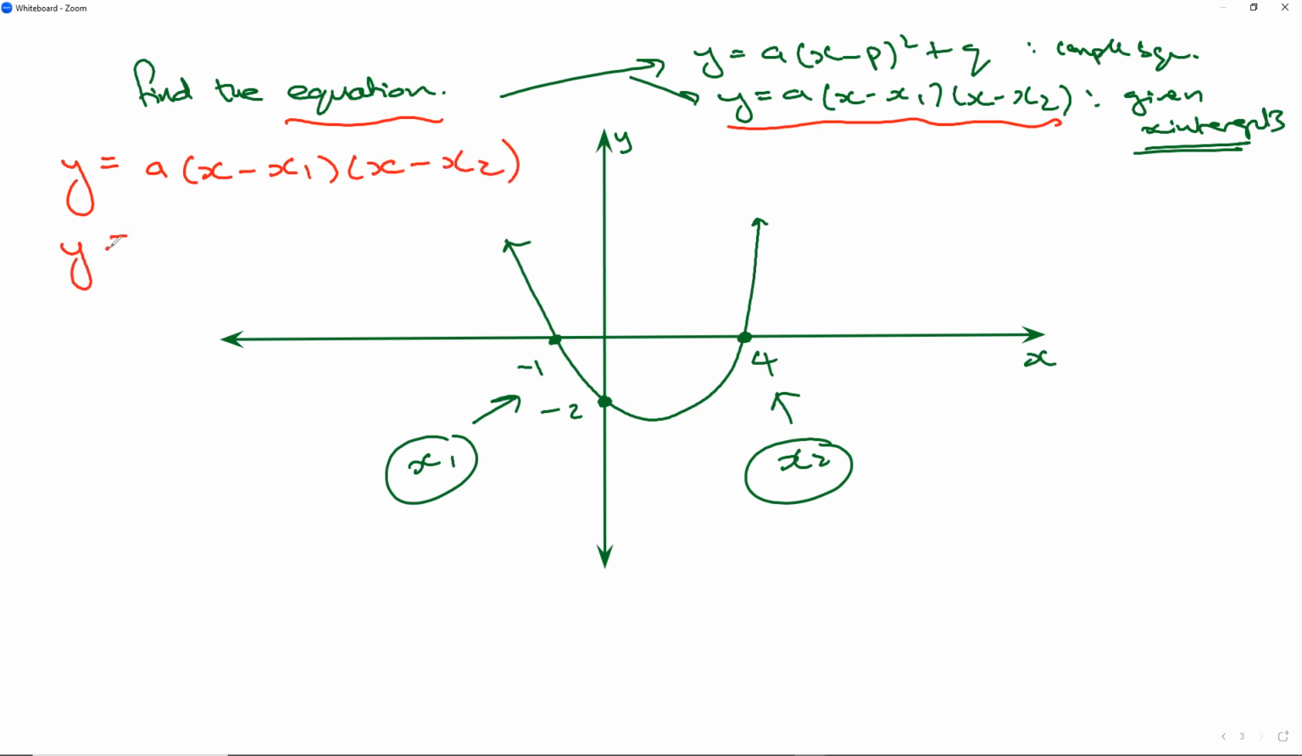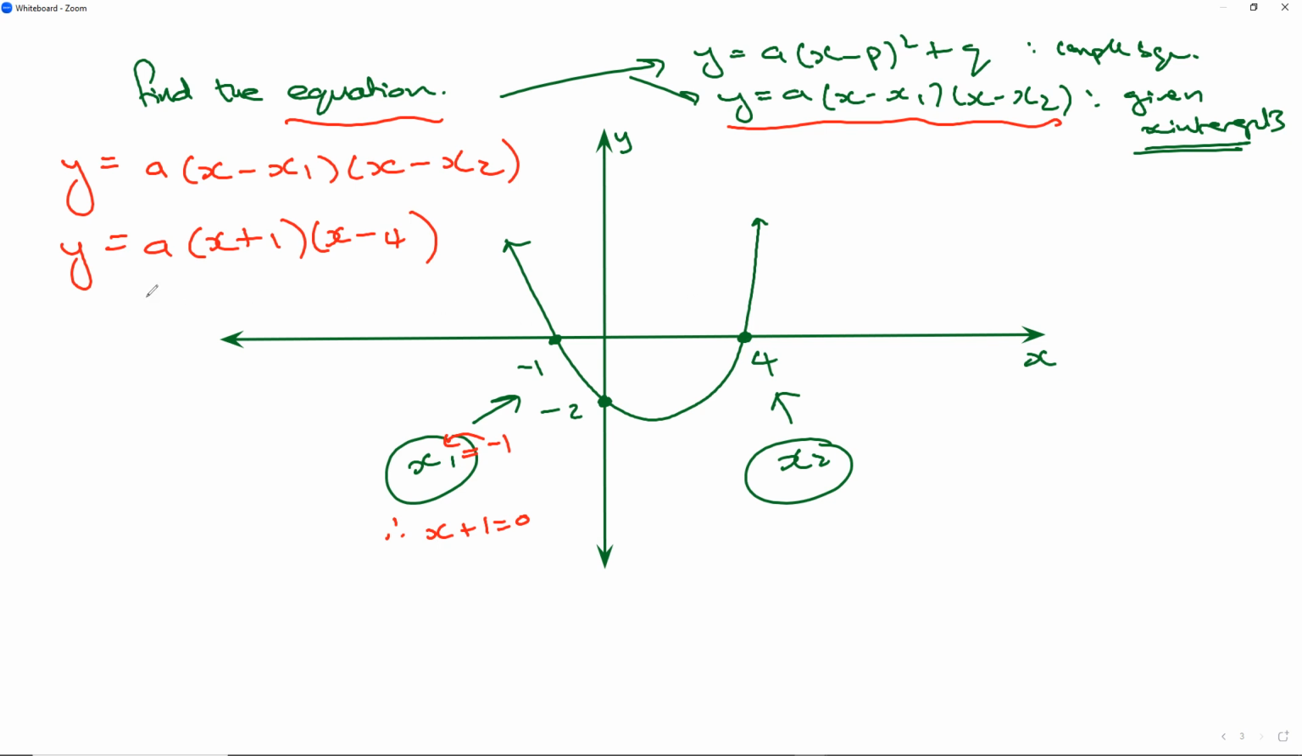And so y is equal to a (x minus x1). We know x1 is equal to -1. So if we write this as a bracket, we can just move it across. It becomes +1 equals 0. So this should be +1, because remember, it's the opposite of -1 is +1. And then over here, I've got x minus 4, which would get me -4 over there.